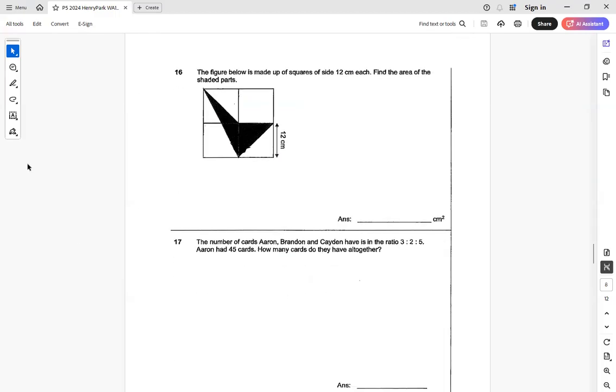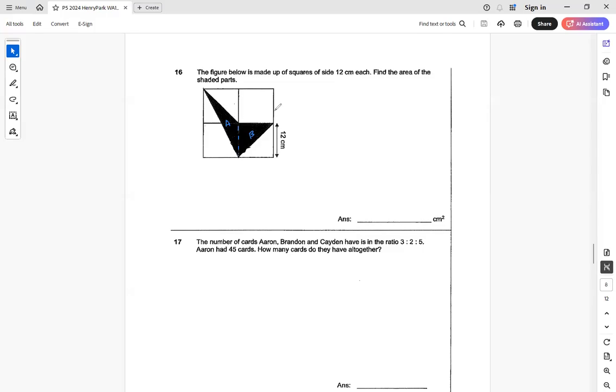Okay, question 16. The figure below is made out of squares of side 12 cm each. Find the area of the shaded parts. So take note, one side of the square is 12 cm. So you want to find the area of the shaded part. Can you see that actually the shaded part is made out of 2 triangles? There's triangle A here, and there's a triangle B here. 2 triangles, okay? So let's find the area of each triangle, then we add them up together.